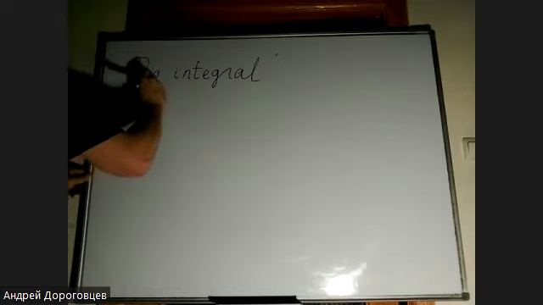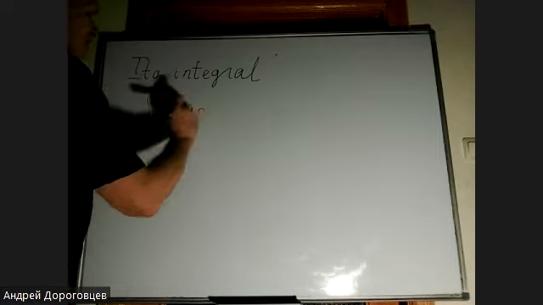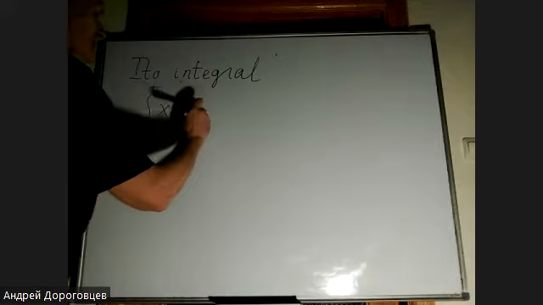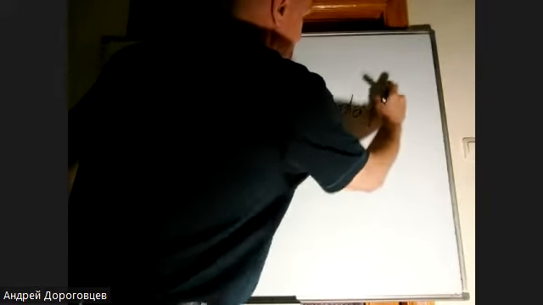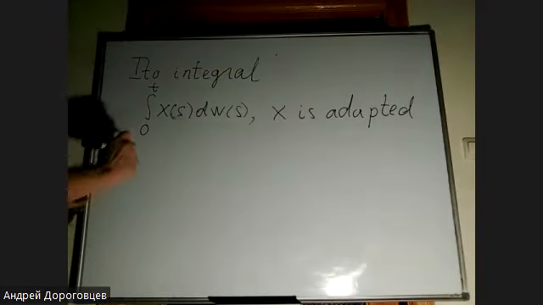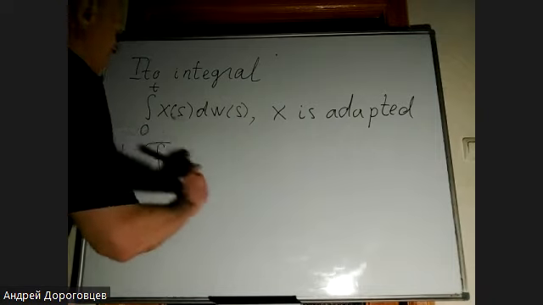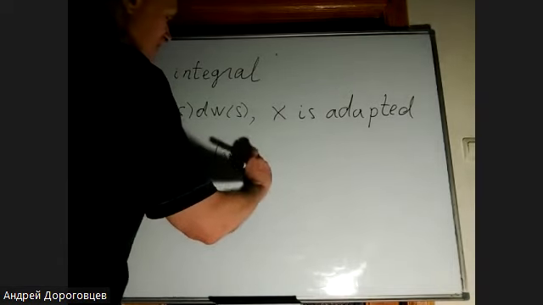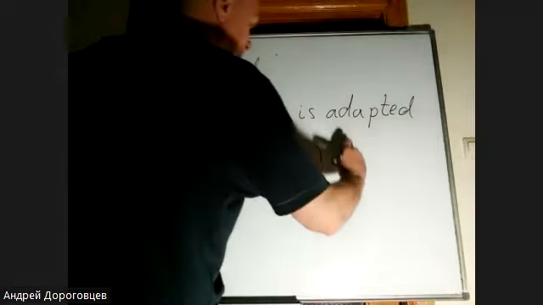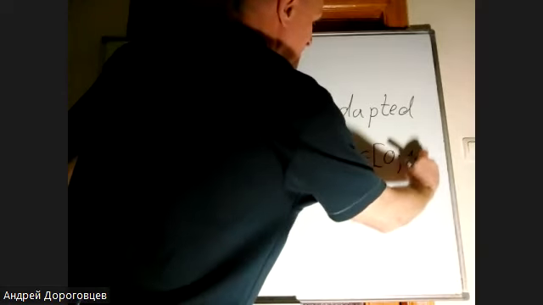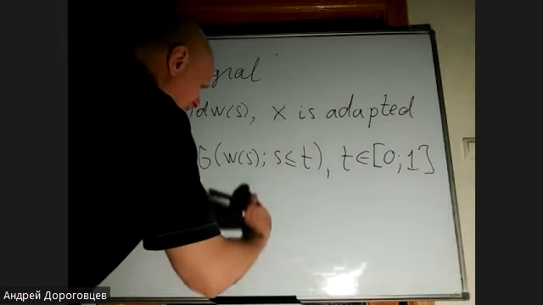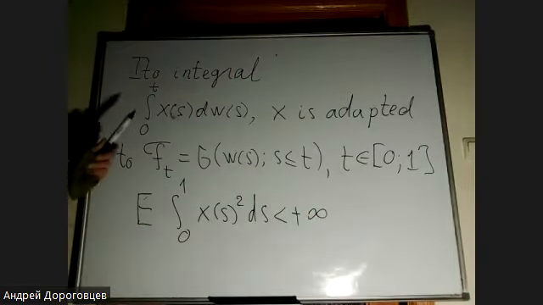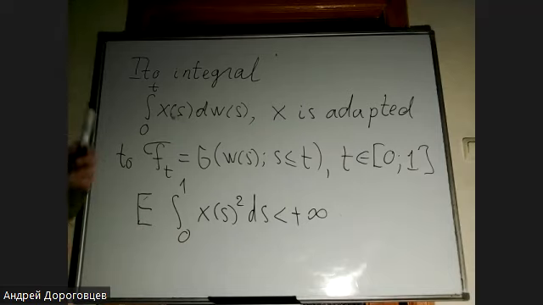Here is the integral from 0 to t of X(s) dW(s), where X is adapted to F_t, the sigma field generated by the past of the Wiener process, and square integrable. So we have that the expectation of the integral from 0 to 1 of X(s) squared ds is less than infinity. Then such an integral is properly defined with the approximation by special step functions and has good properties.